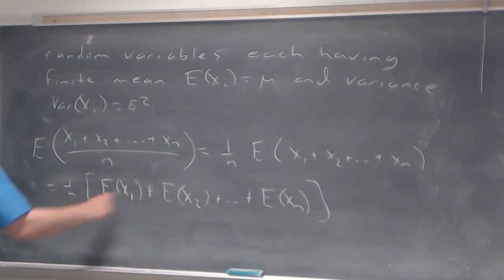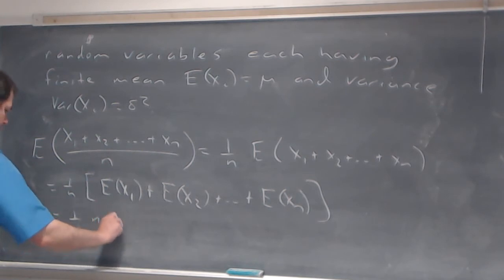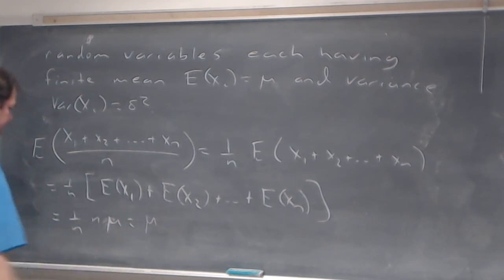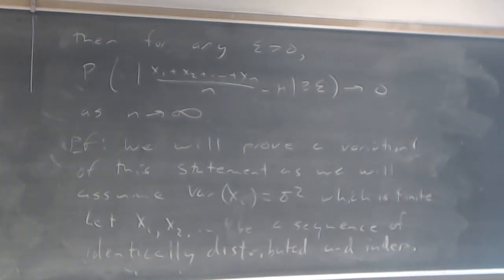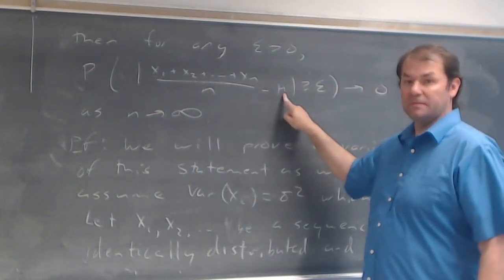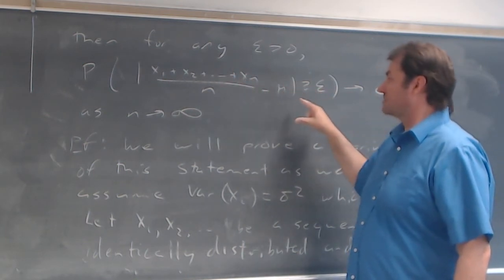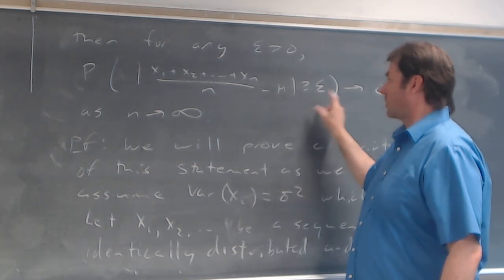And each one of these guys is mu, so this is equal to 1 over n, and we have n number of mu, so it's n times mu, and that's just equal to mu. That's good. So, as I go to erase the board here, this random variable's expected value is mu. Okay? That's good. And so this fits Chebyshev's inequality, at least the first part of it, perfectly.